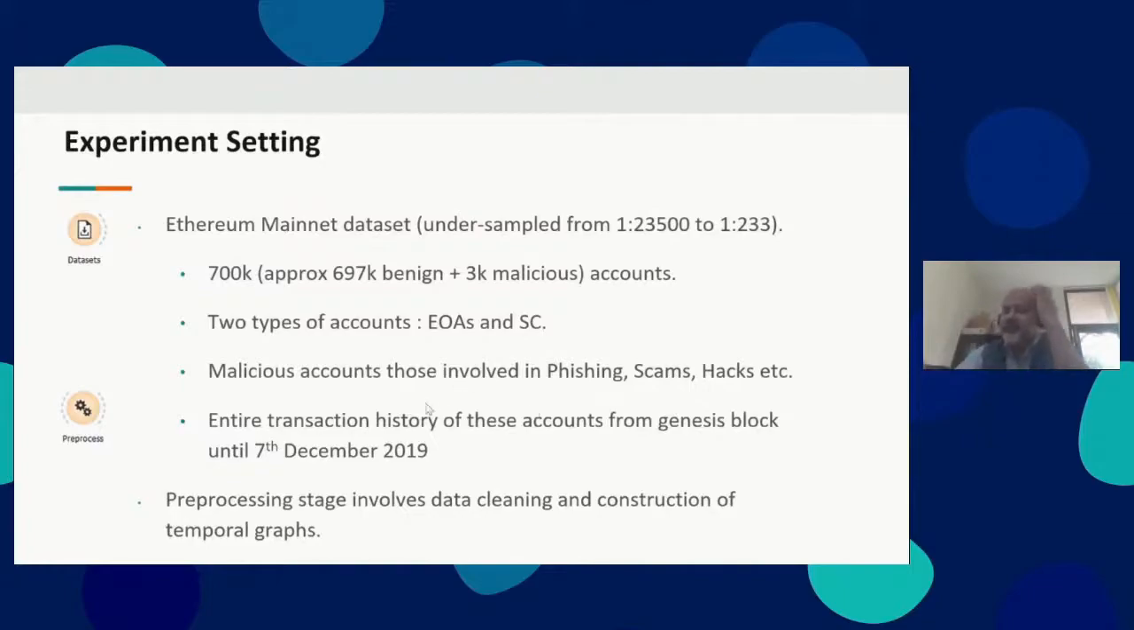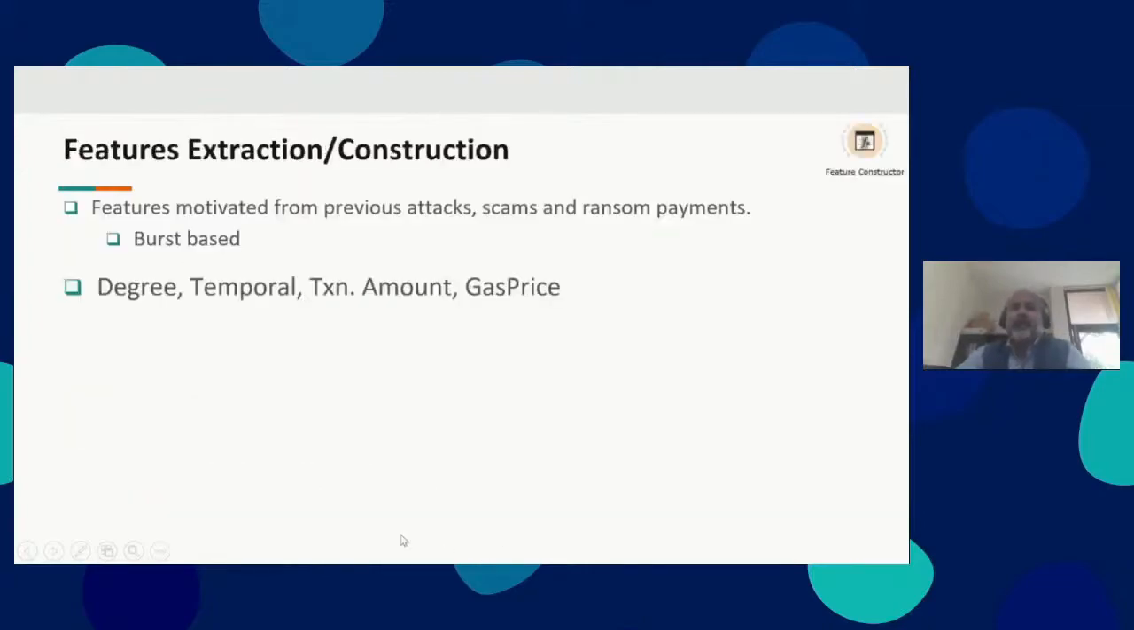And as I said, the malicious accounts are phishing, scam, hacks, etc. So we took data from the Genesis block till December of 2019, and then we did the necessary pre-processing, data cleaning, etc. And then we did feature construction.